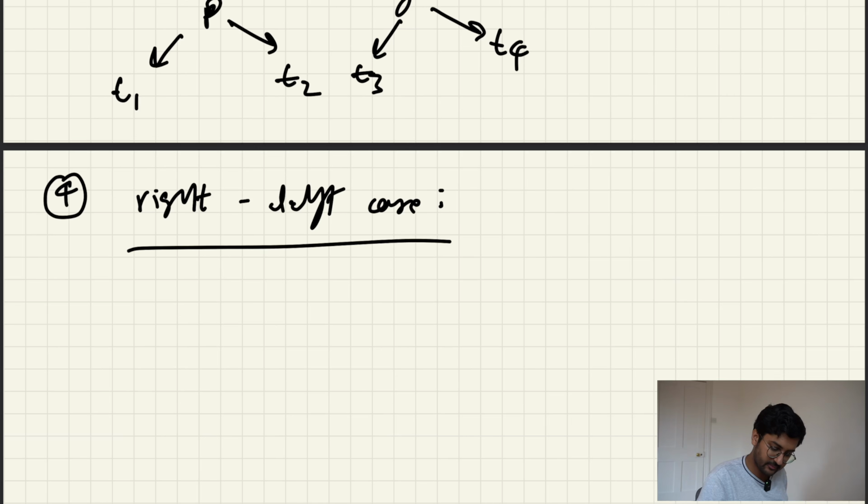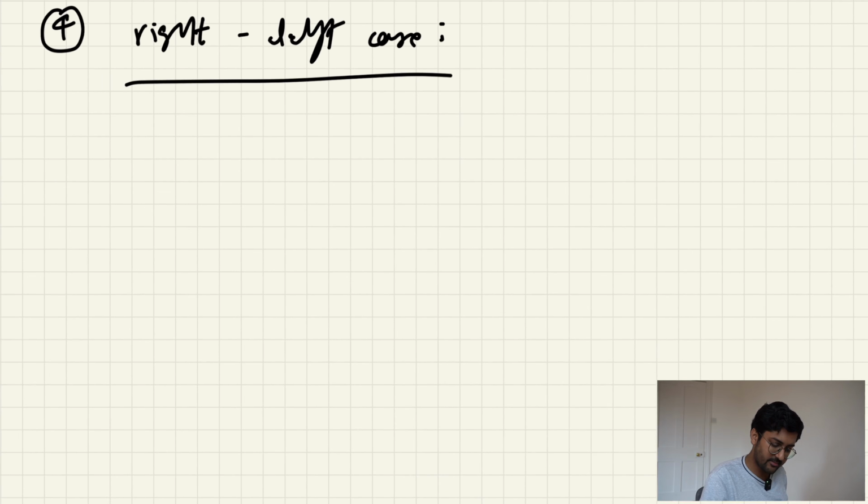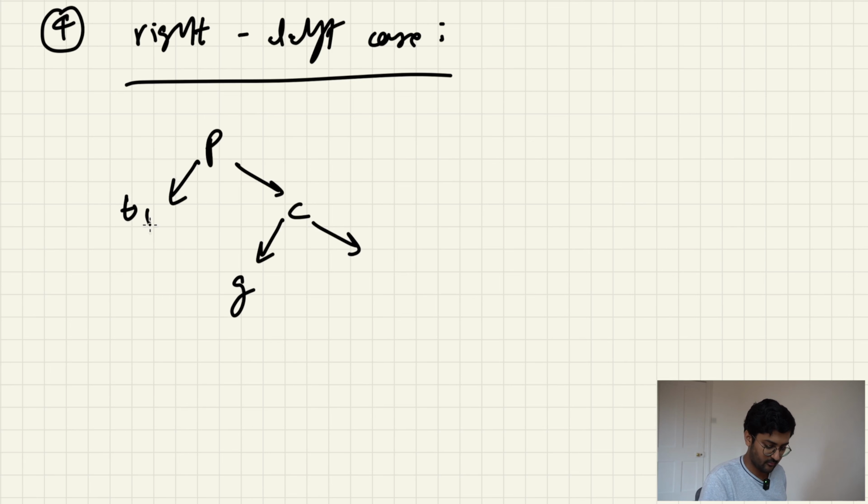Right left case. This is again very simple. Let's say I have my parent over here, my child over here, and my grandchild over here. Tree 1, tree 2, T3, T4.